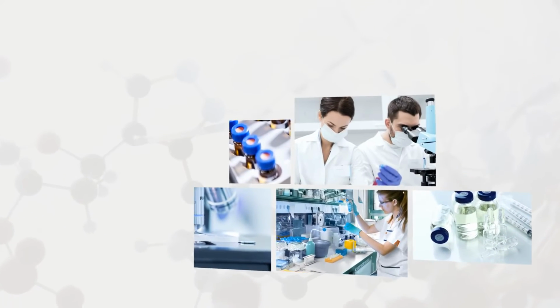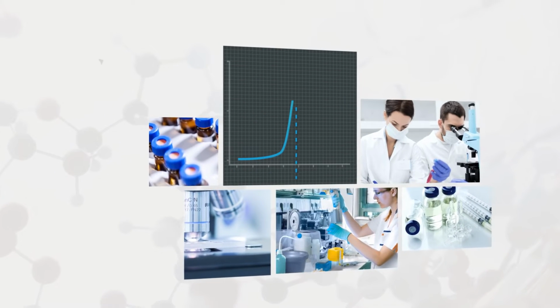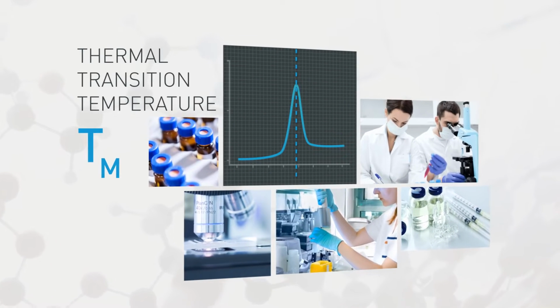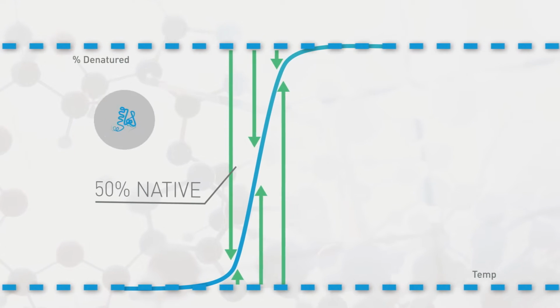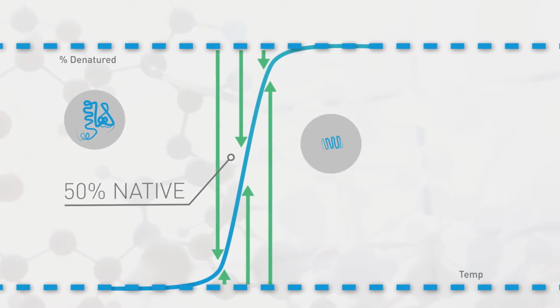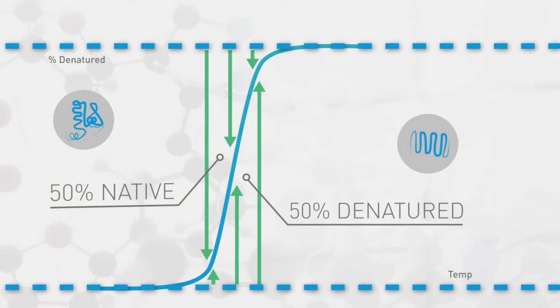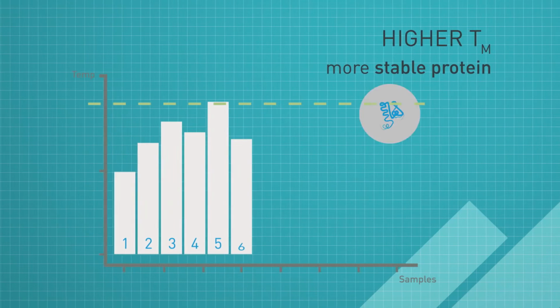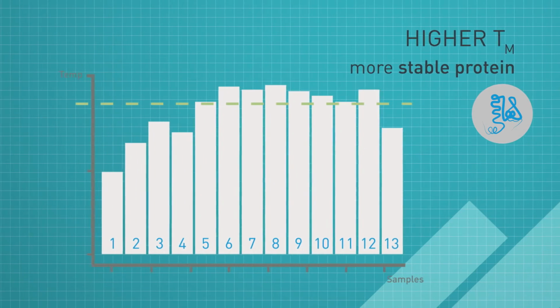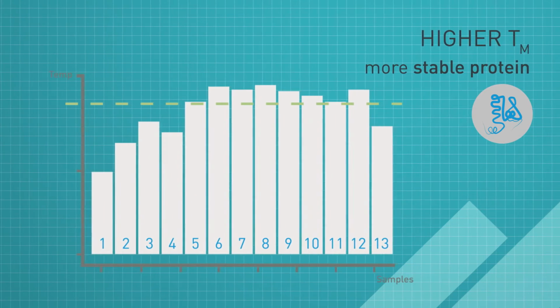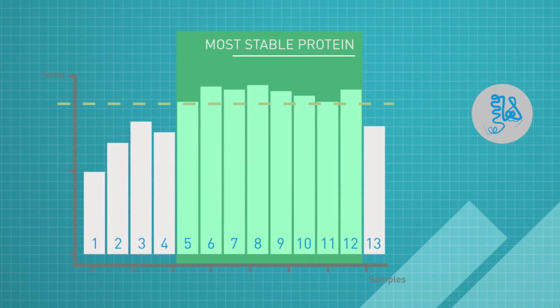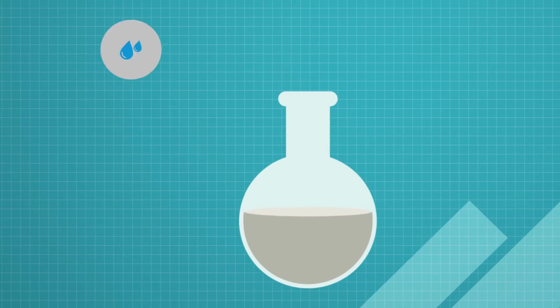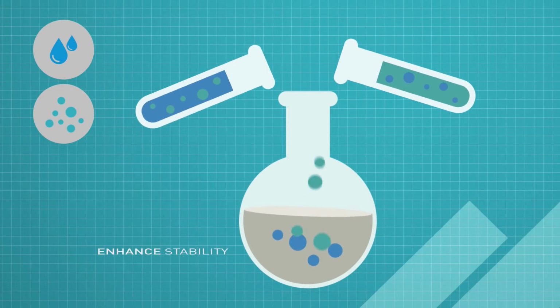The main parameter measured by thermal stability assays is the thermal transition temperature, or TM. The TM is the temperature at which 50% of the protein is native, and 50% is denatured. It's the most reliable indicator of thermal stability. The higher the TM, the more stable the protein is, which is why TM screening is universally used to select the most stable engineered protein, as well as the buffers and additives which can further stabilize it.